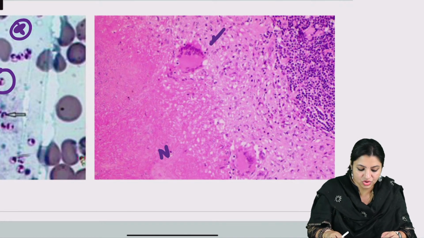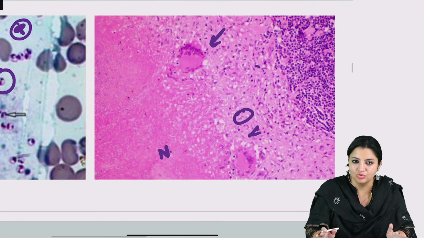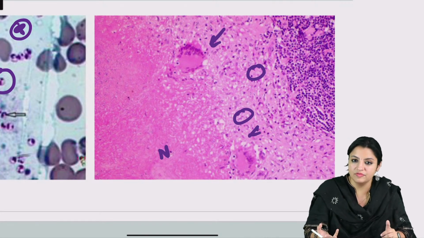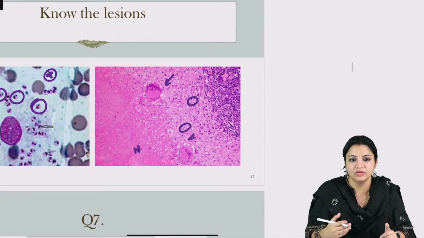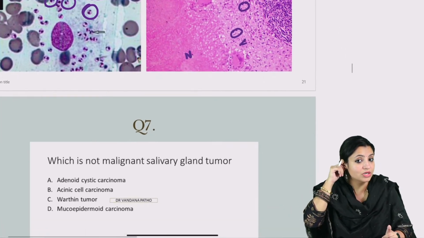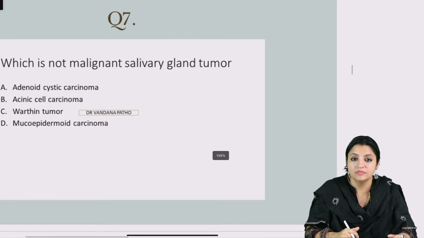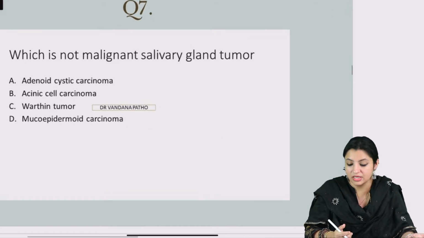So the next question is, which of the following is not a malignant salivary gland tumor? Okay, salivary gland is a very important lesion from your exam point of view. So you can also see my video on malignant salivary gland tumors, which I posted on YouTube if you wish to see. Okay, so which is not a malignant salivary gland tumor is a question which has been asked. So you should be knowing it. What is the answer? Which is not malignant? That means which is benign.